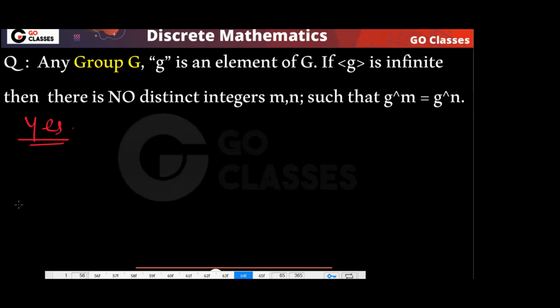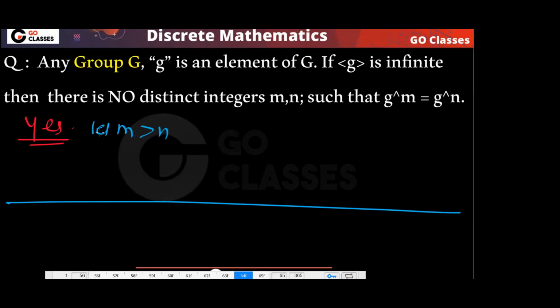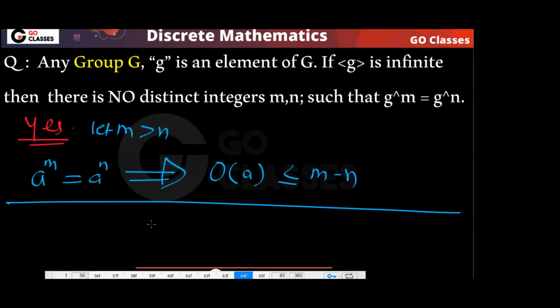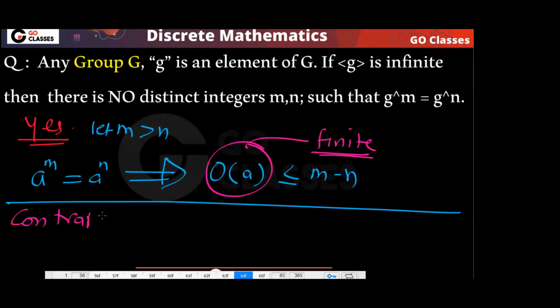So you already know these two things. Let's assume m is greater than n. If this happens, a power m equals a power n, then it simply implies that order of a is less than or equal to m minus n. So it means order of a is finite. Now I can say, okay, contrapositive. What will be the contrapositive?